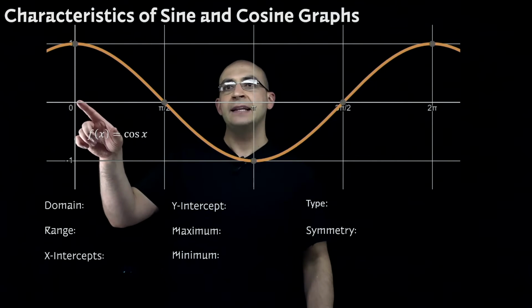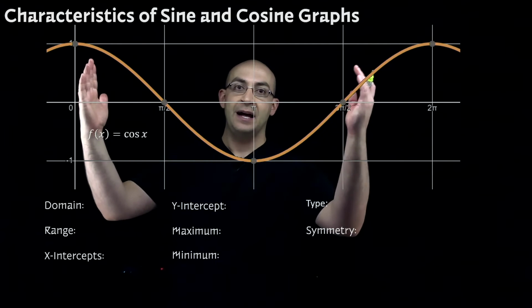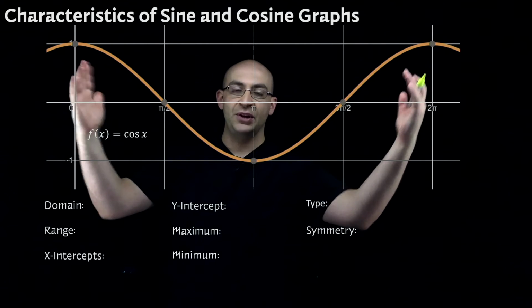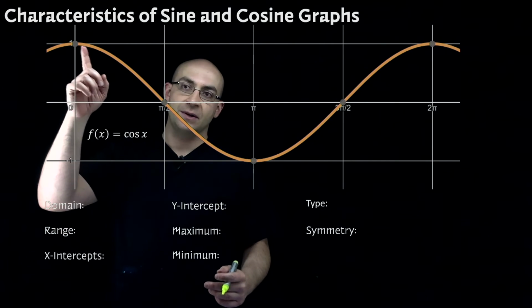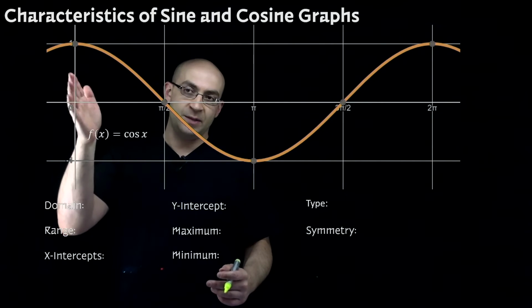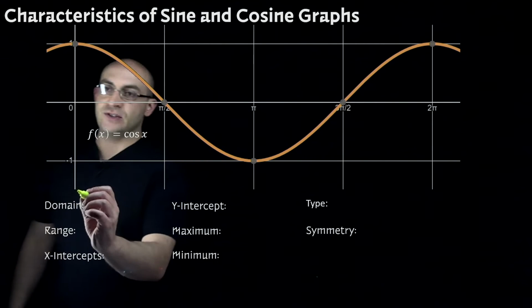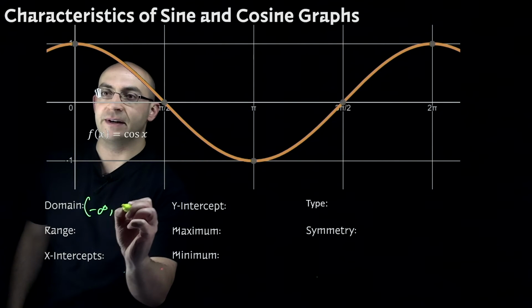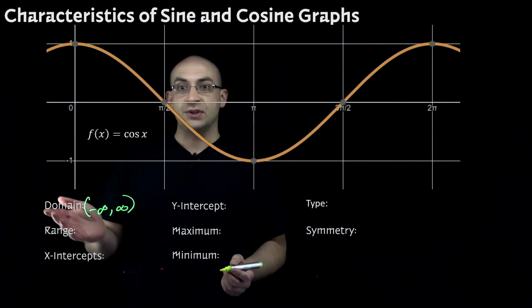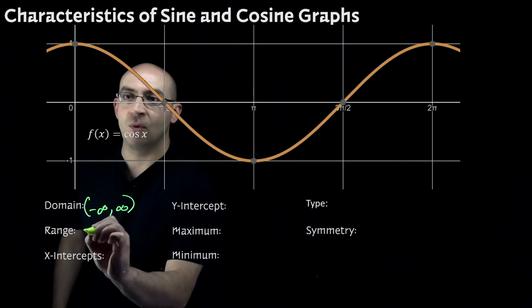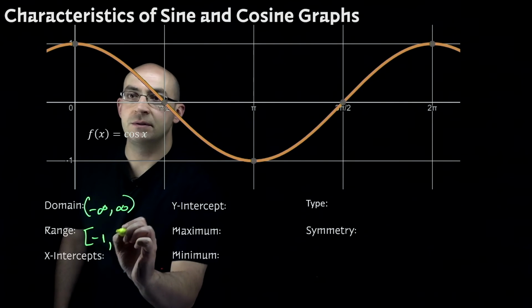I've highlighted from 0 to 2 pi, which is 1 period of this function. Clearly we have differences, because cosine starts at 1 if we're talking about its period start, right? The domain doesn't change. The domain is negative infinity to positive infinity. You can put the plus or not, doesn't matter to me. Range is also the same. Range is going to be bracket -1 to 1.